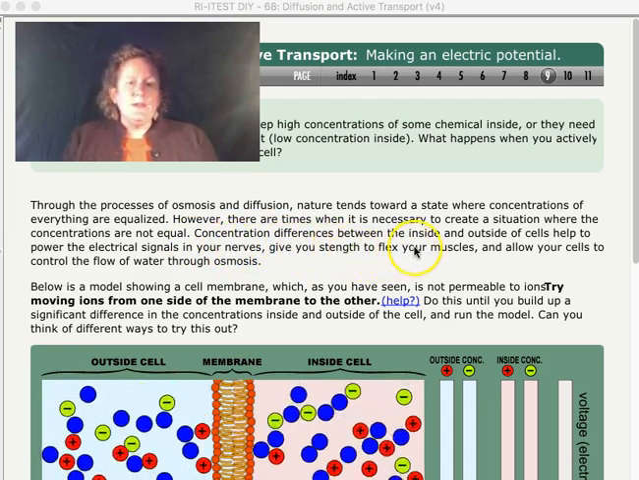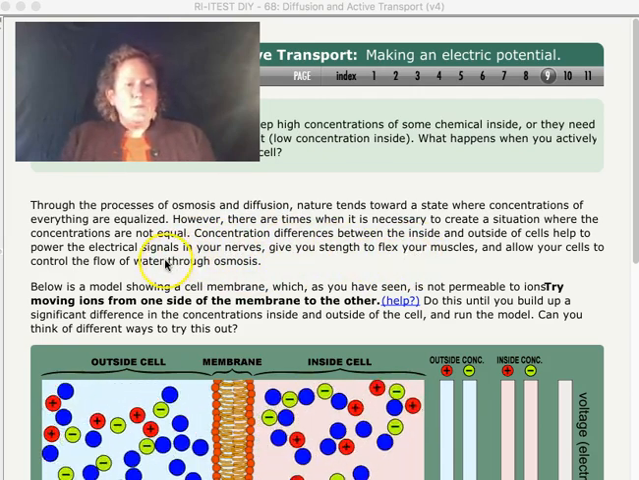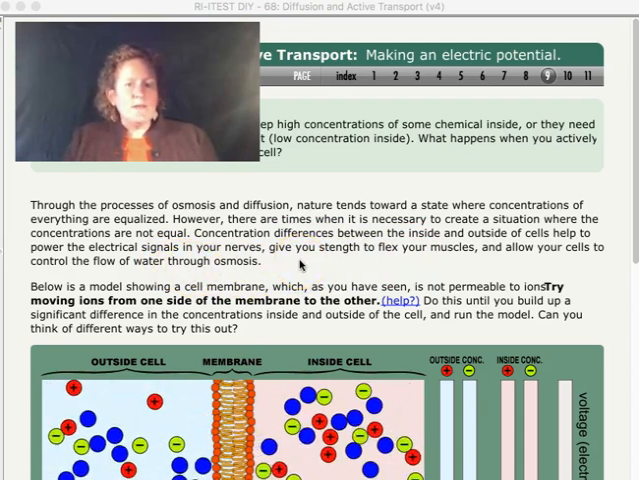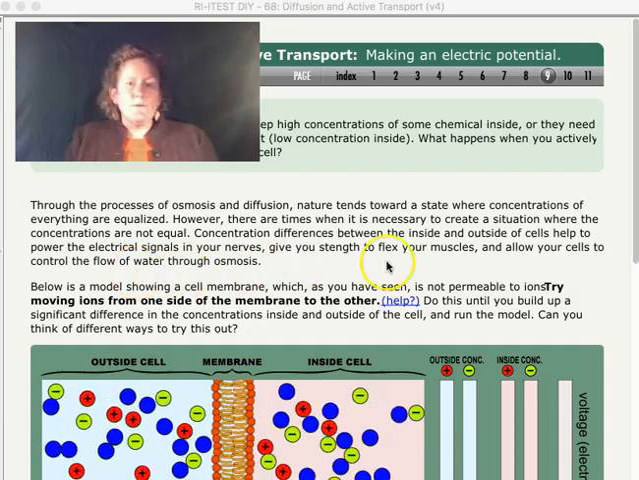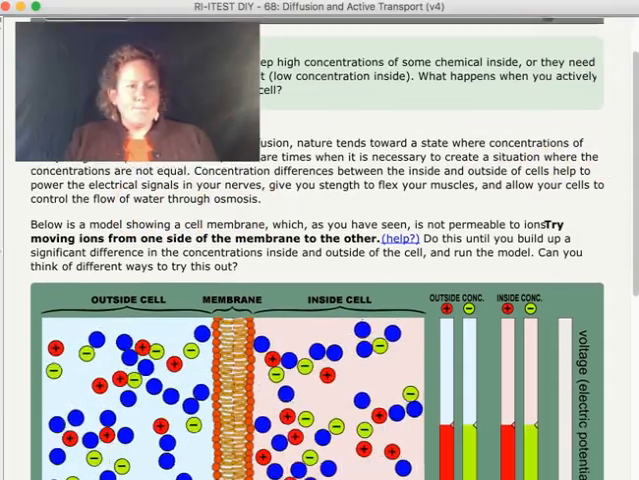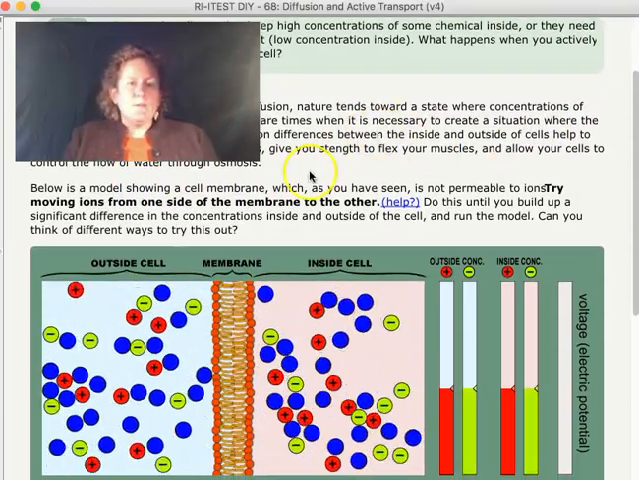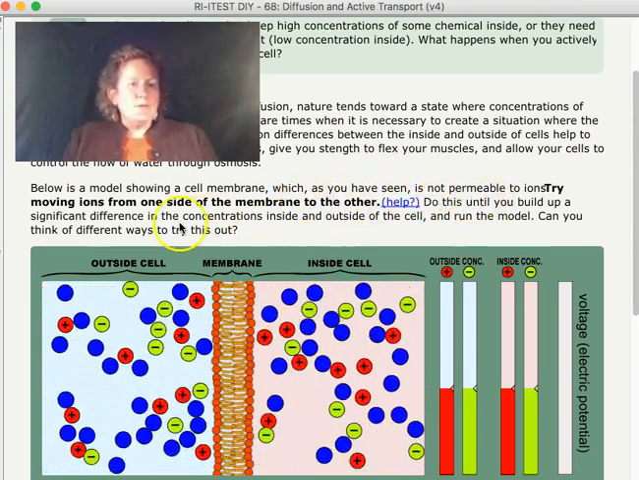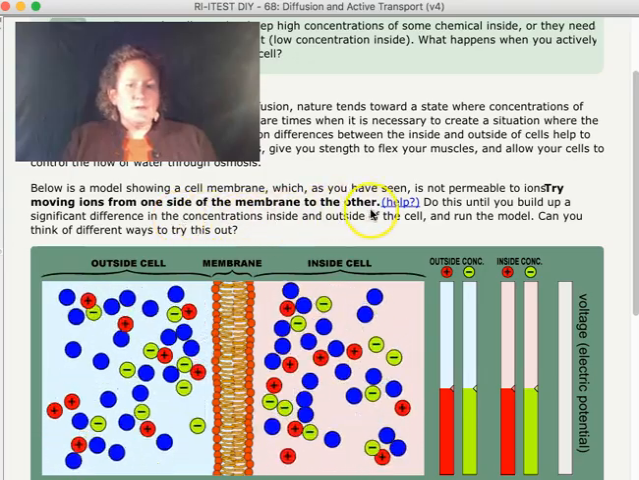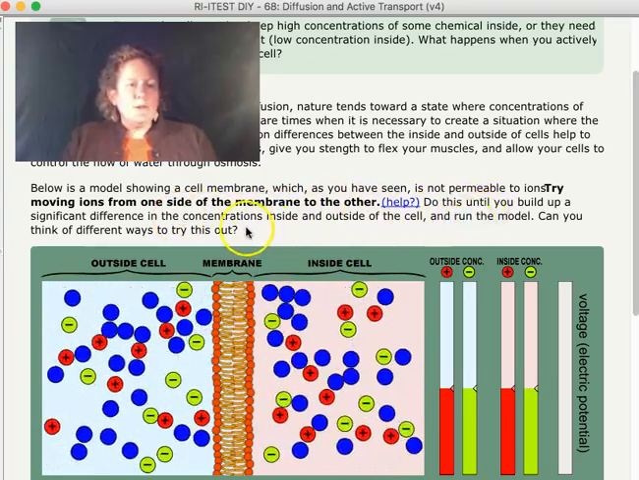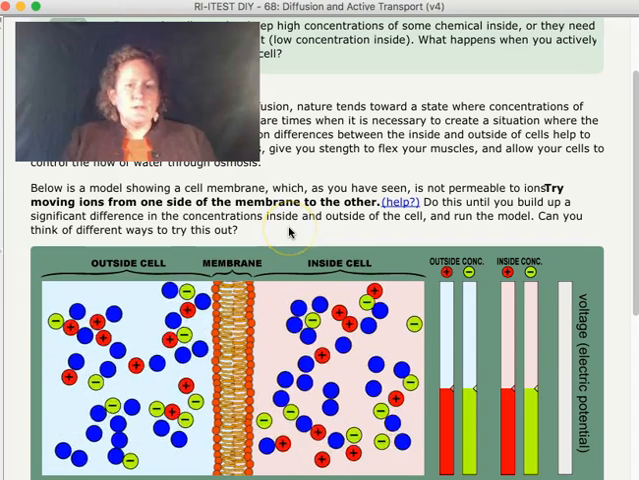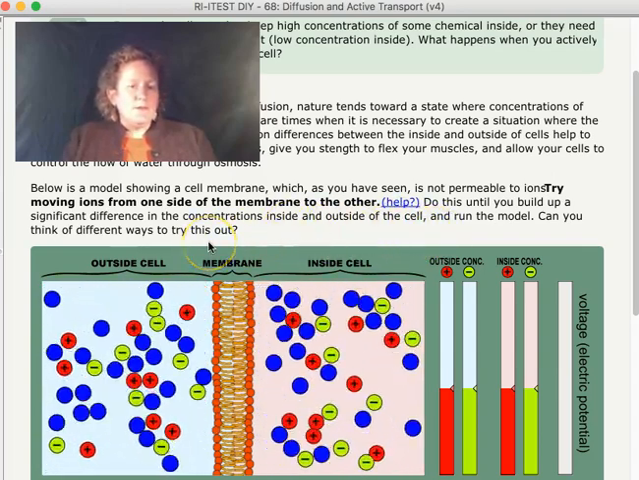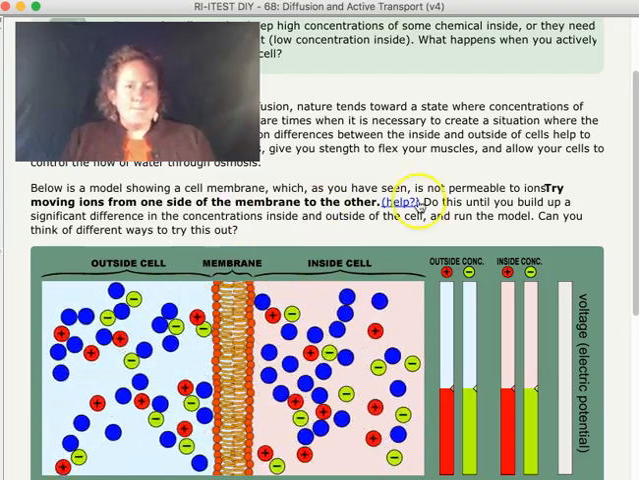Concentration differences between the inside and outside of cells help to power the electrical signals in your nerves, give you strength to flex your muscles, and allow your cells to control the flow of water through osmosis. Below is a model showing a cell membrane, which you have seen is not permeable to ions. Try moving ions from one side of the membrane to the other. Do this until you build up a significant difference in the concentrations inside and outside of the cell and run the model. Can you think of a different way to try this out?